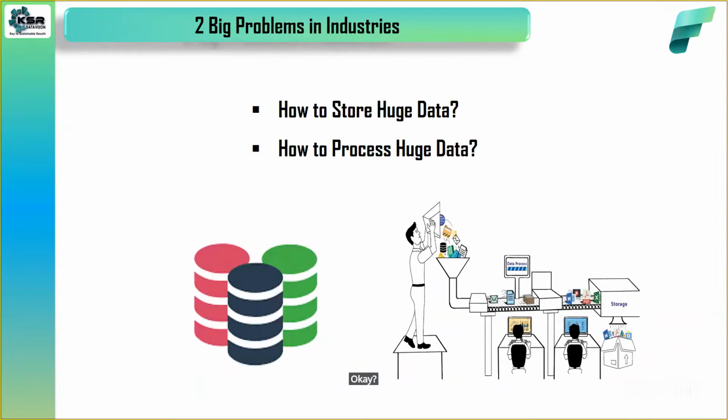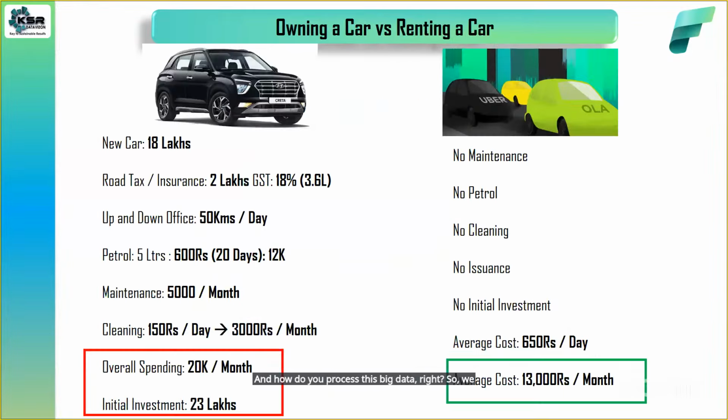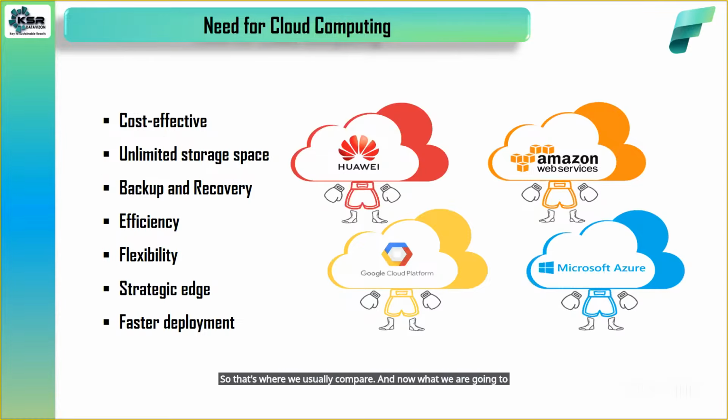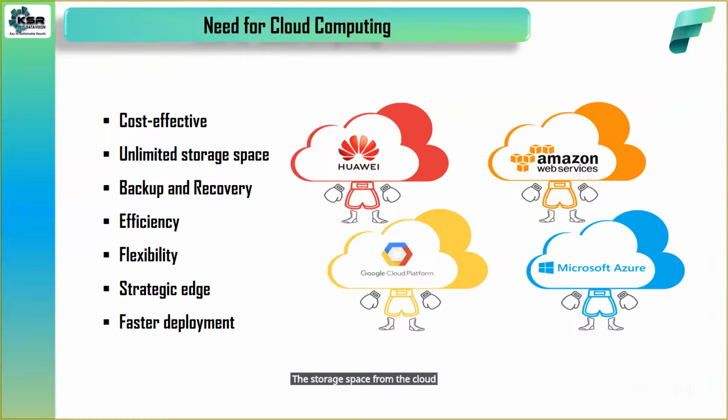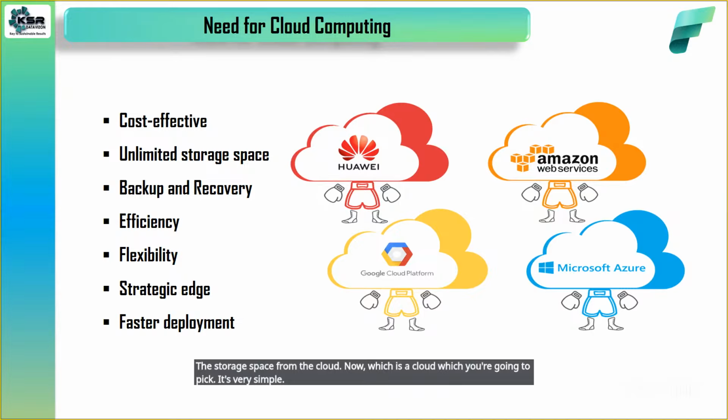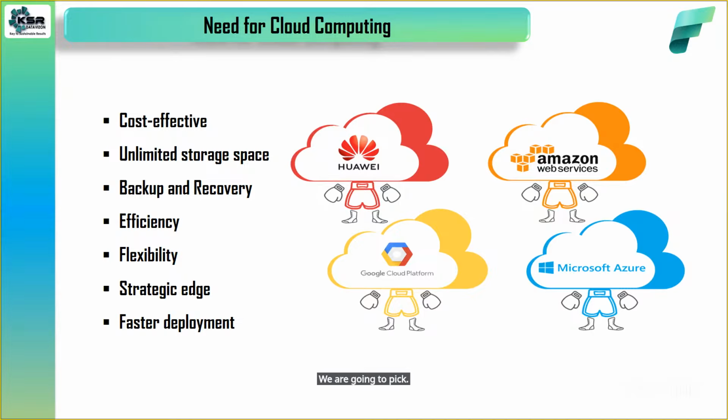So for that, the two big problems we have in the industry are how do you store big data and how do you process this big data, right? So we have two problems. And I always give this example: renting is always much better than owning, right? That's where we usually compare. Now what we are going to do is rent the storage space from the cloud. Now, which cloud are you going to pick? It's very simple. We are going to pick the one which we really need.